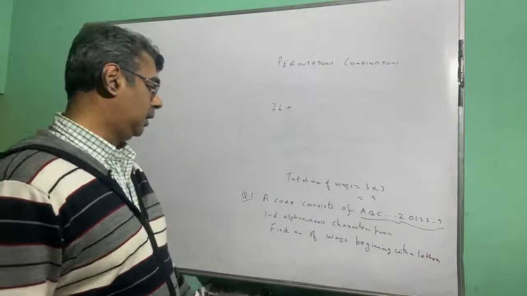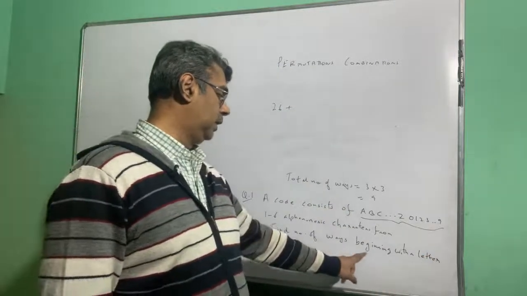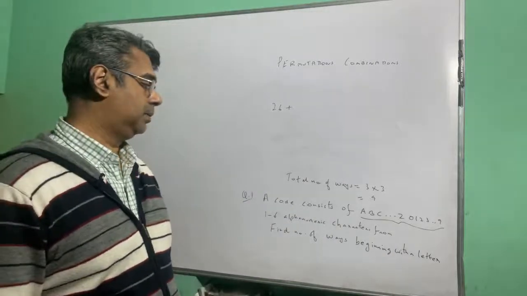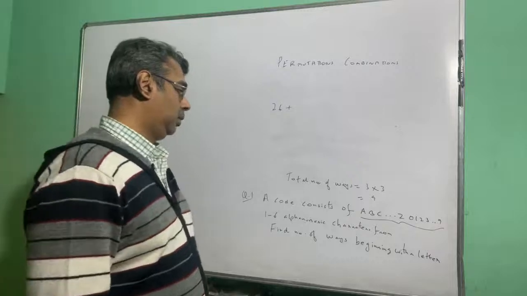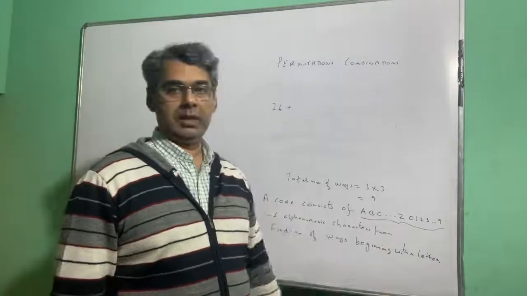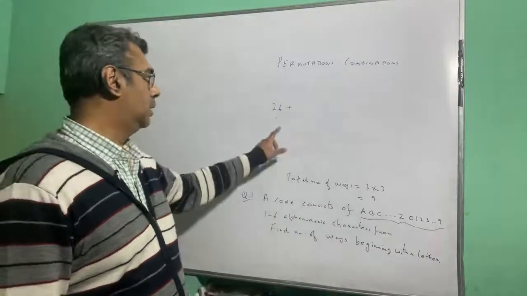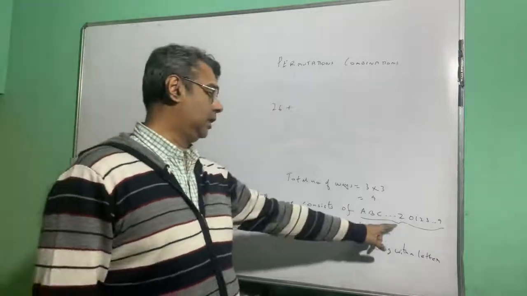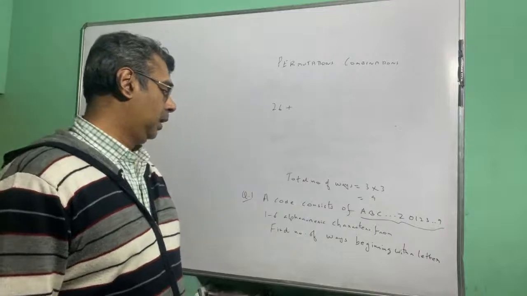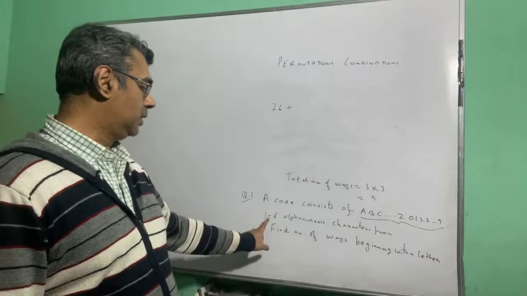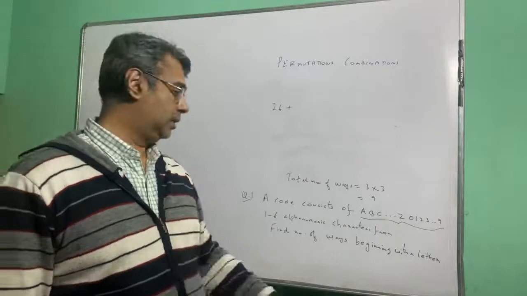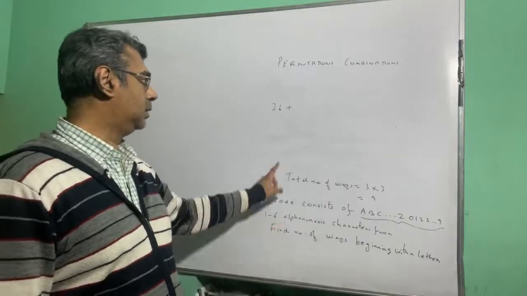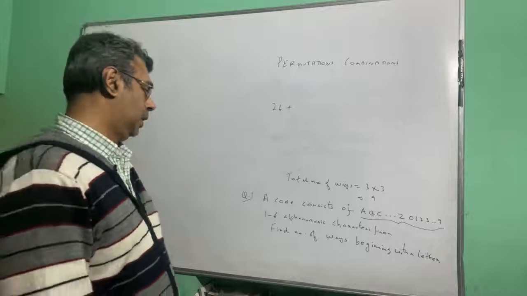Another thing is that you have to find the number of ways beginning with a letter. From A to Z there are 26 letters, so it has to begin with a letter. Suppose there is only one character and it has to begin with a letter, so 26 ways.